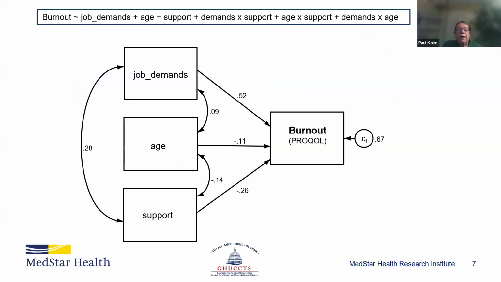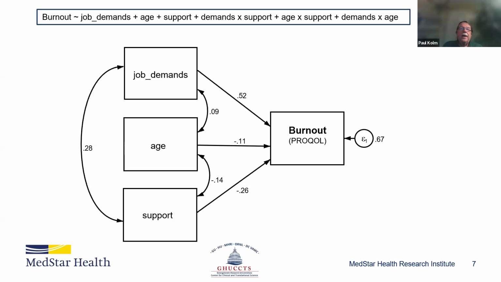And so we see that what we're saying here is that job demands, age, and support just by themselves don't really identify the best prediction model, that we also have demands by support interaction, the age by support, and then we have a demands by age interaction. So we're saying that there's an interaction related to each of the variables with each of the others.